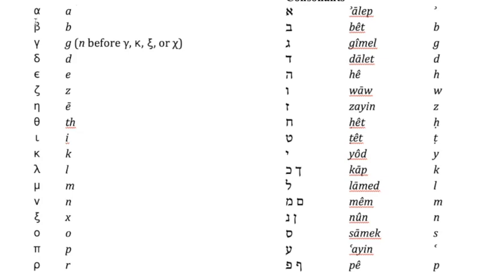So this is the Greek alphabet on the left. And the first one is first column is the actual letters in the Greek. I'll make it a little bigger so you can see.